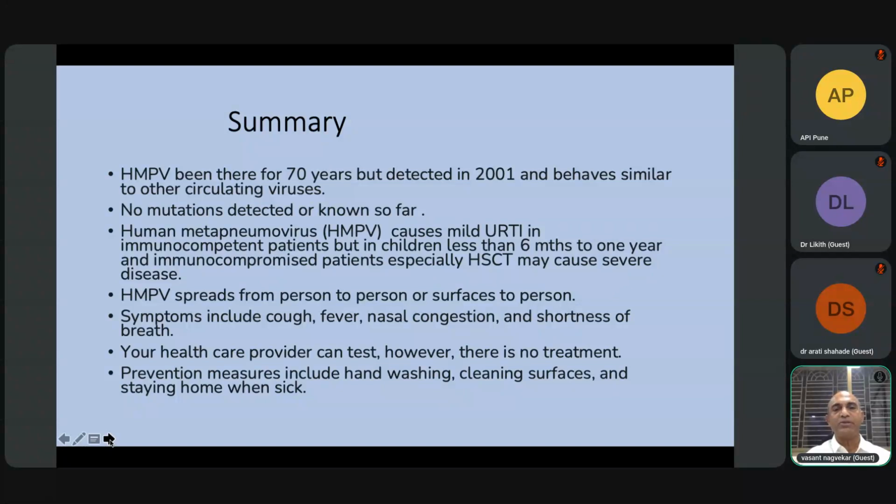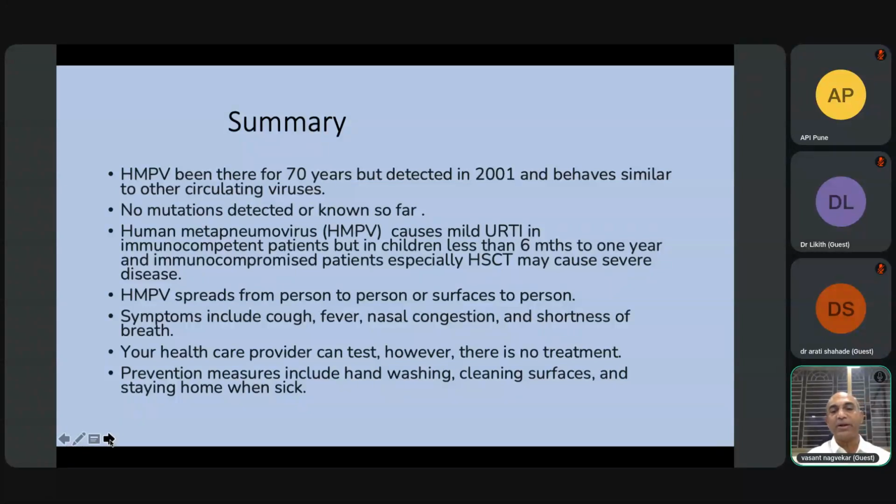Human metapneumovirus causes mild URTI in immunocompetent patients, and it may not even cause fever, because fever is not a very common feature. It's seen only in 50% of the patients. But in children less than 6 months, it is known to cause severe ARDS, bronchiolitis in 10% of the patients. Human metapneumovirus spreads from person to person and surfaces to person, just like a droplet infection. If a person is positive and requires hospitalization, you don't specifically require negative isolation. You just require a single room, or a negative isolation if it's available. Symptoms include cough, fever, nasal congestion similar to mild infections, and shortness of breath in severe cases.